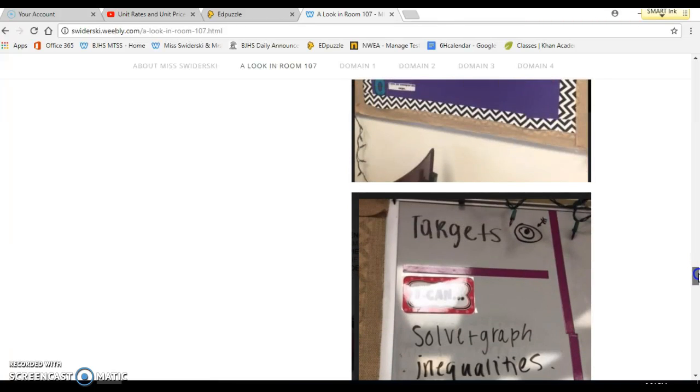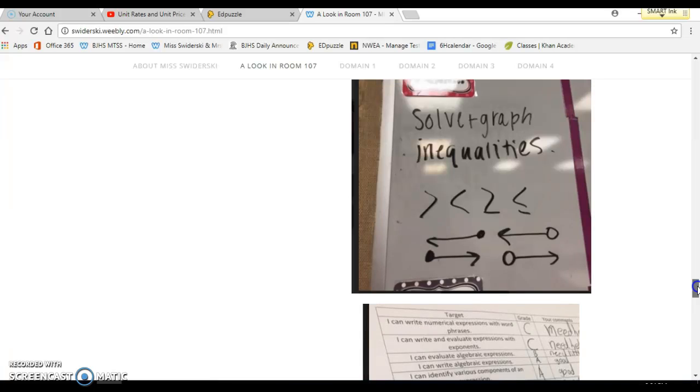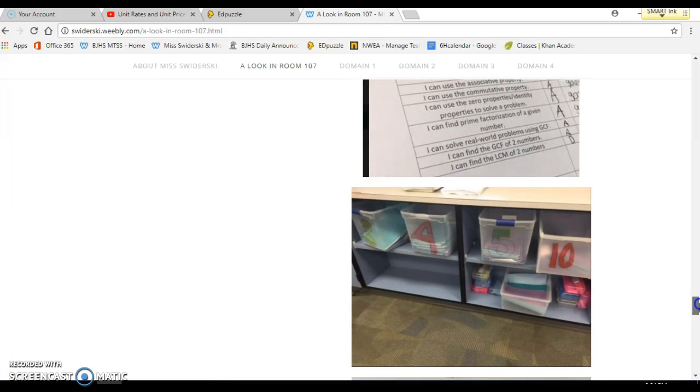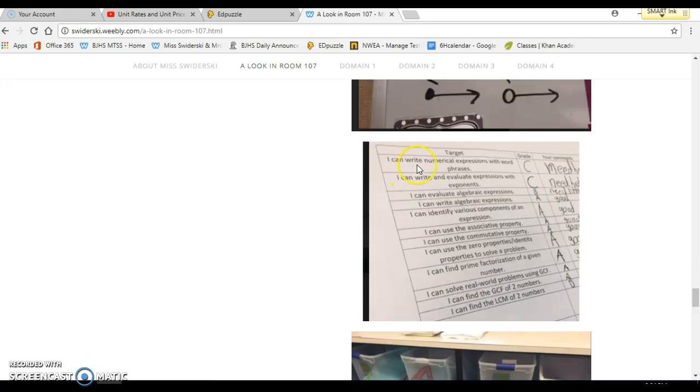So as I scroll down farther, I have targets on the board at all times so students can see what they're doing. In addition, this is something that I started implementing the past 3 years. I have these folders that the students make and bins that the students complete coloring in when there's free time. And in these folders, students have a sheet that looks like this for each of their quarters, and we always update our targets. So this was from, I believe, quarter 1.